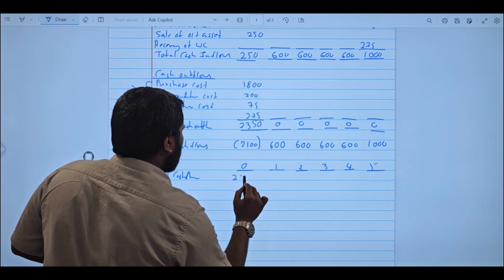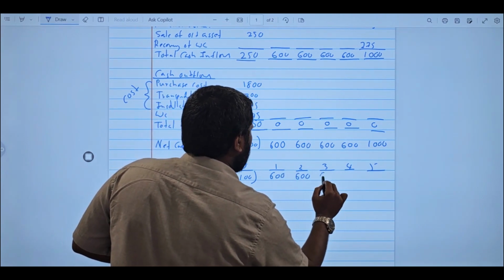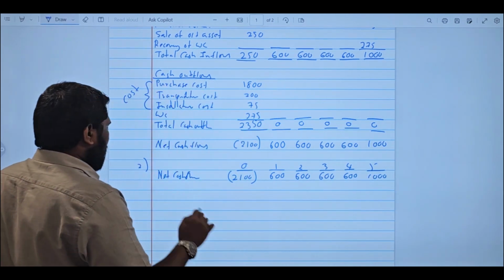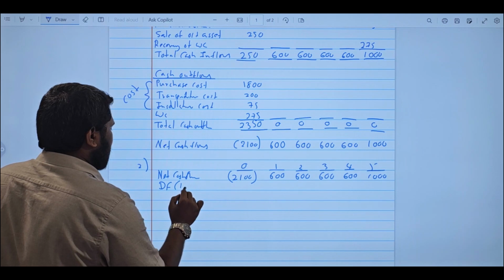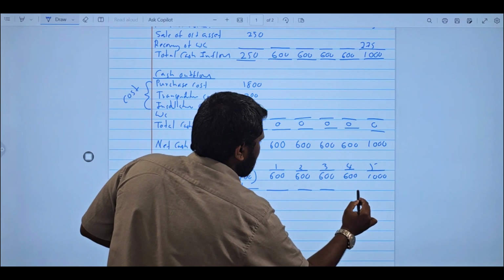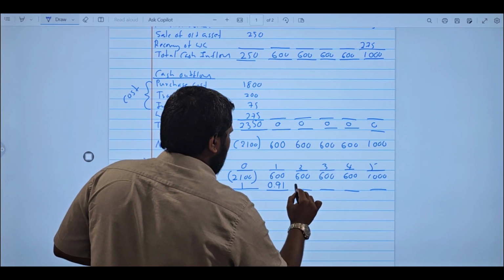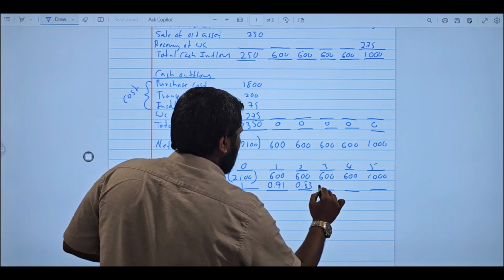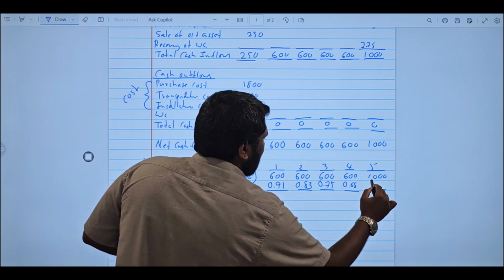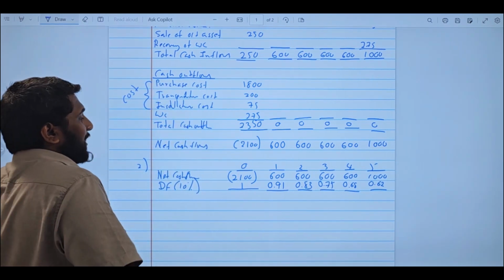Here it is negative 2100, then 600, 600, 600, 600, 1000. So you have to get the discounting factors at 10%. Year 0 discounting factor is always 1. So let me take the discounting factors for the remaining years: 0.91, 0.83, 0.75, 0.68, 0.62. So let me confirm whether my numbers are correct. Yes.